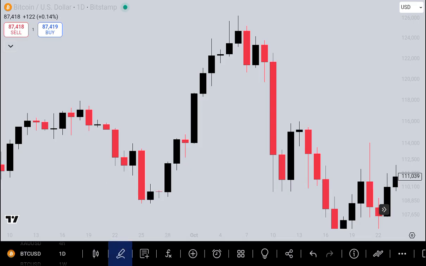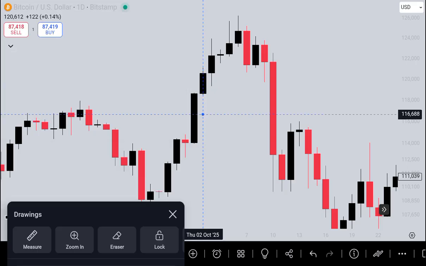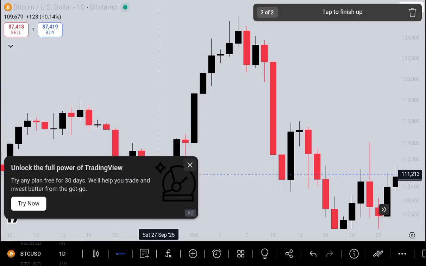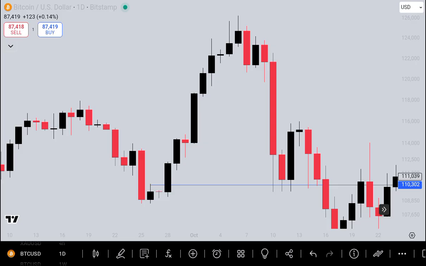Okay, so I'm just going to mark that with this. So I'm going to mark this high. All right. So this high was mitigated by this candle. All right. When I say mitigated, I mean it was broken through.